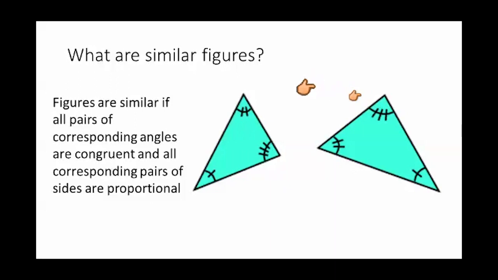You will also note here that even though these shapes are similar, the orientation has changed. So when doing your problems and you're finding those corresponding angles and corresponding sides, it's very important to make sure that you are doing it based on which ones correspond to one another and not just which are in the same location.